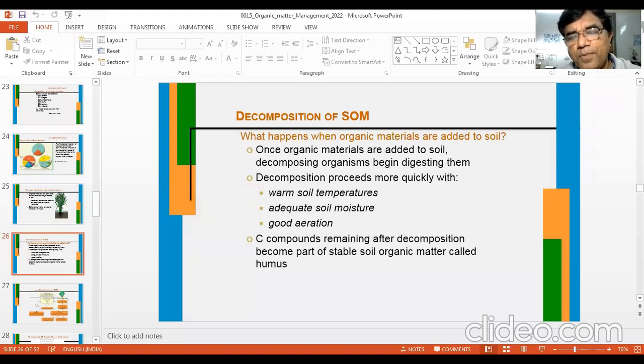If you remove the moisture from the soil, the decomposition rate declines. Or if you bring too much moisture into the soil, the decomposition rate declines. So you need ideal levels of soil moisture because of microbial activity. Microbial activities need to be performed to get decomposition of organic matter. And of course, good aeration. As you decrease the aeration, your decomposition rate declines. So these factors affect it, and also the population of the microbes. Carbon compounds remaining after decomposition become part of a stable soil organic matter called humus. So at the end, you obtain humus.